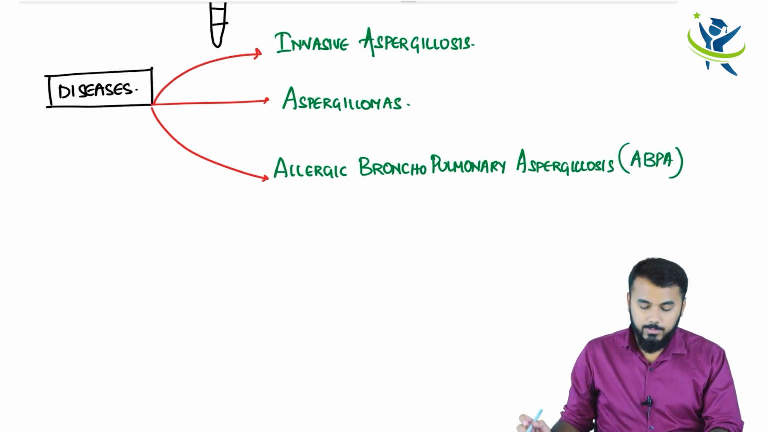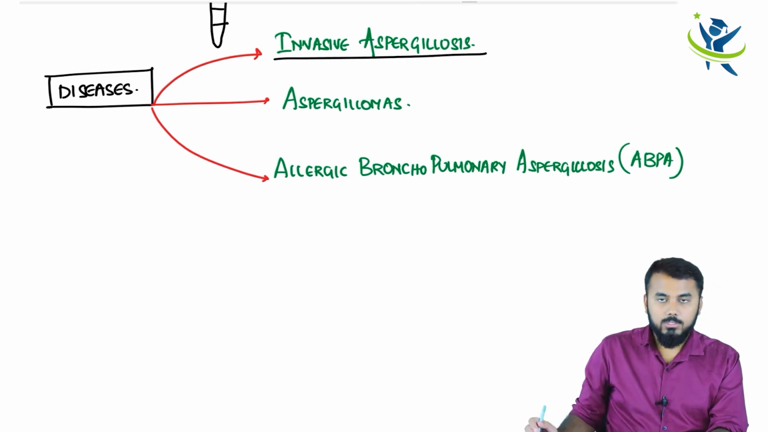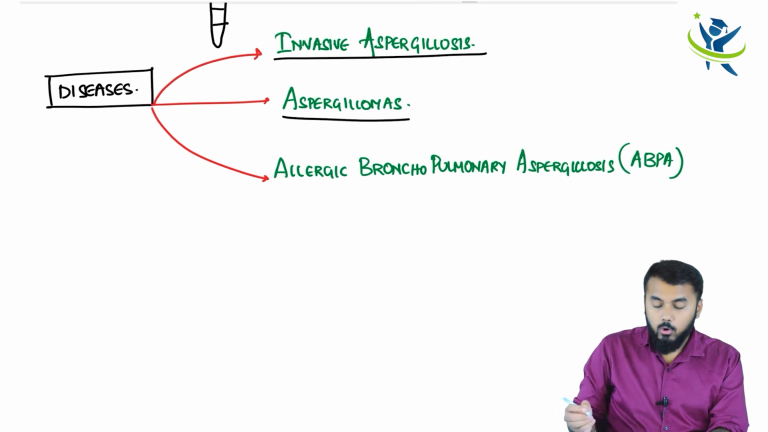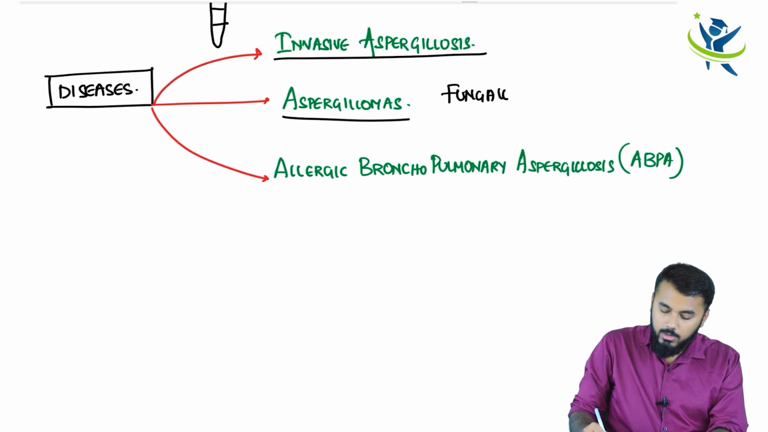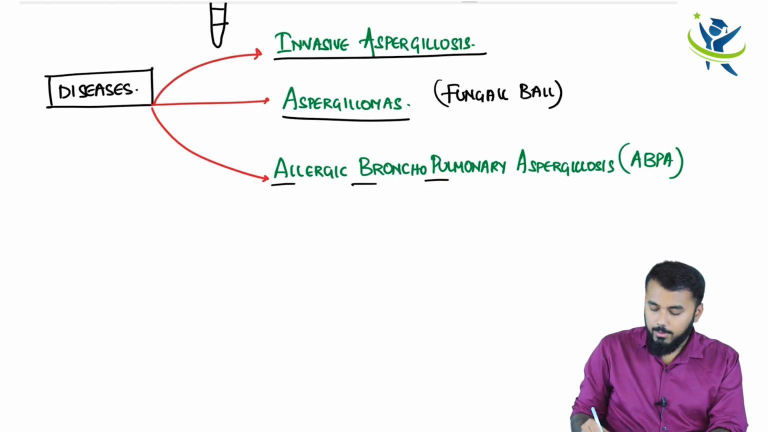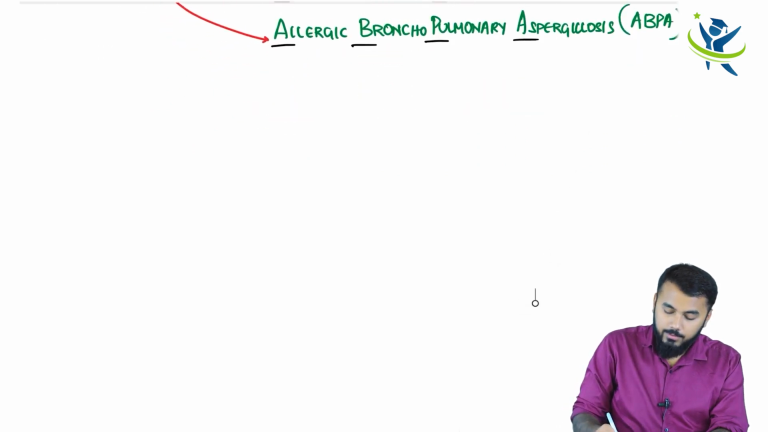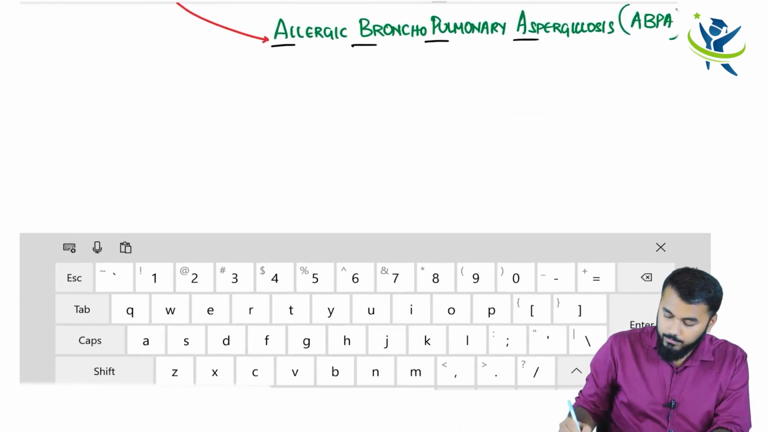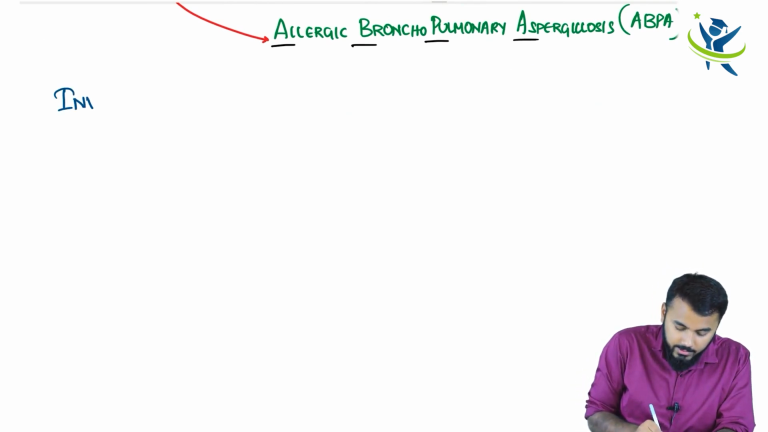Allergic bronchopulmonary aspergillosis. Now, what are the three different types, guys? One is called invasive aspergillosis. Another one is called aspergillomas, which is also called fungal ball. And the third important thing is allergic bronchopulmonary aspergillosis. We shall be discussing all these three things. So, the first important thing we have to discuss is invasive aspergillosis.